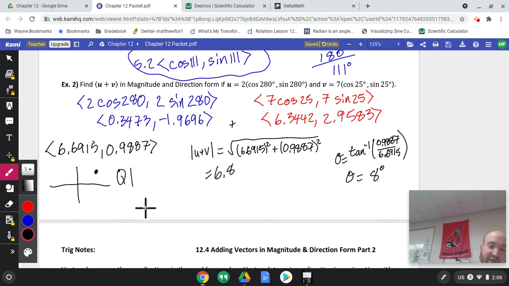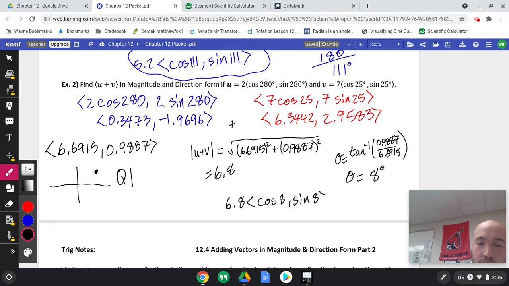So all we have to do to write our final answer, put it into magnitude and direction form. So 6.8 cosine of 8, sine of 8, close it, and that is our final answer.